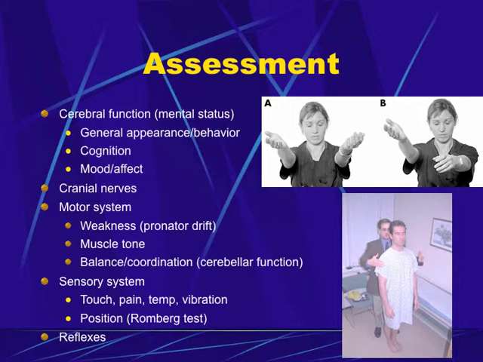The reason I put reflexes on here is because you don't always remember the numbers. So 2 out of 5 is normal reflexes. 0 out of 5 would be no reflexes. And then 5 out of 5 would be hyperreflexic. So 2 out of 5 is what we would consider normal.